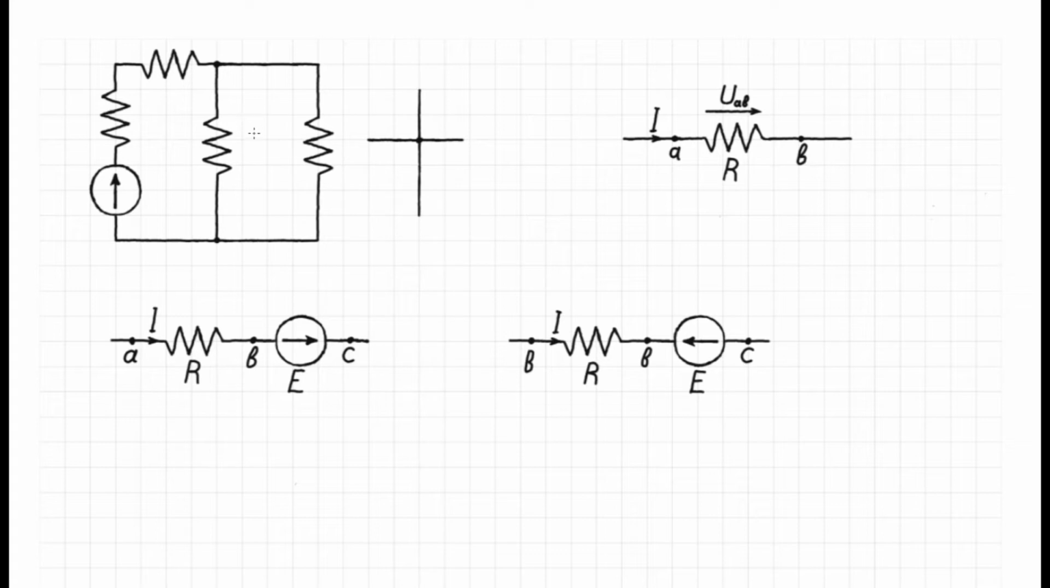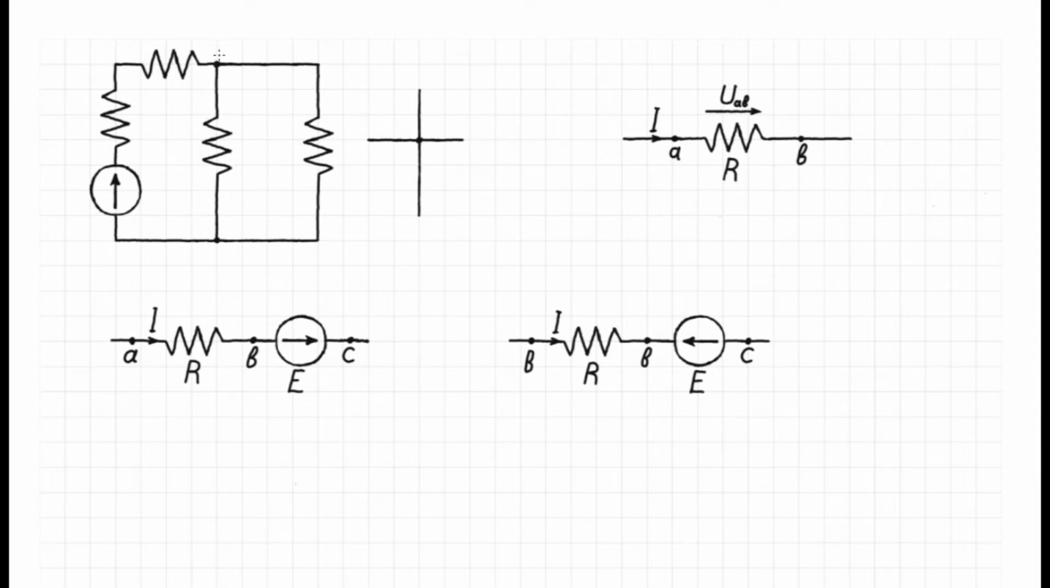Circuits can be unbranched and branched. An unbranched circuit consists of one contour without branches. This circuit consists of two contours, three branches and two knots.